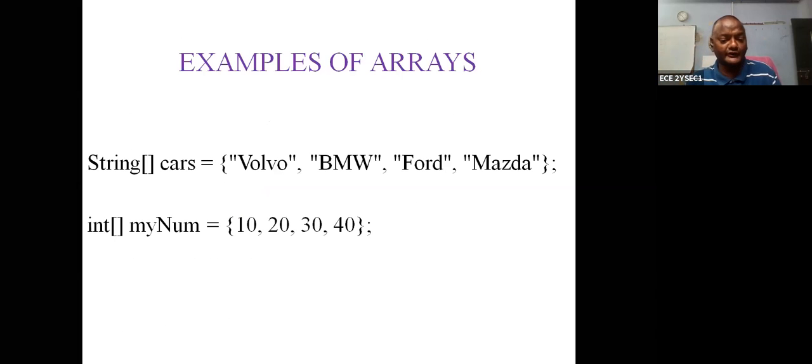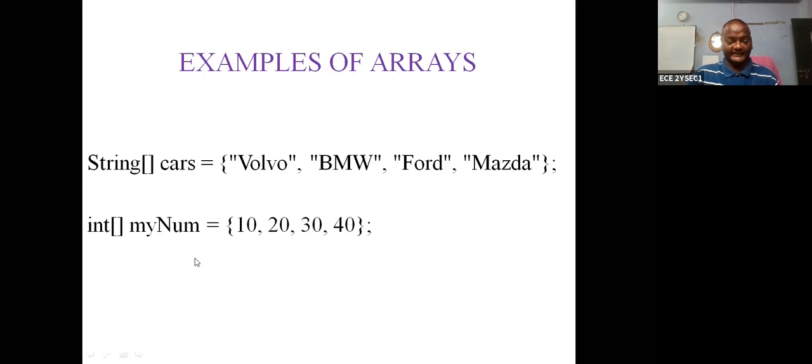I want to show you an example. Here it is a collection of strings. Then what is the data type? String. So I am using string. It is a one-dimensional array, so one square bracket. And what is the name of the array? Cars. So the different cars can be assigned to the same variable name, cars. You can put any name, no problem.